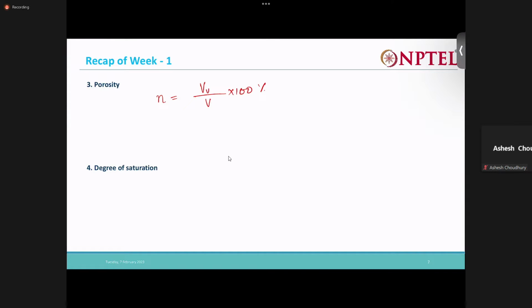So does porosity have any upper limit? Yes, the upper limit is always 100%. So why does porosity suddenly have an upper limit? Because see, this was a three-phase system. This is the total volume of voids, and this is the total volume of the soil. So there is an upper limit because you cannot exceed 100%.